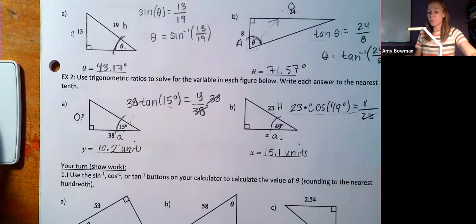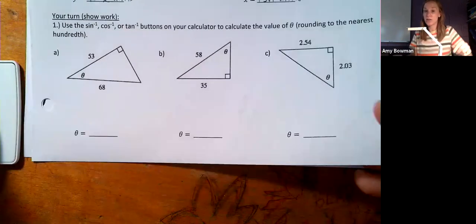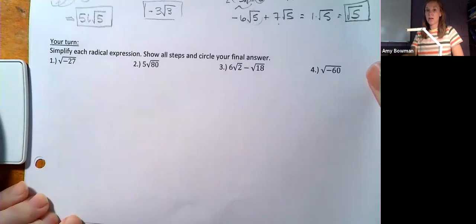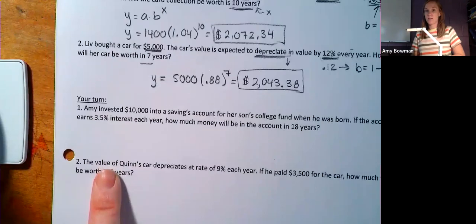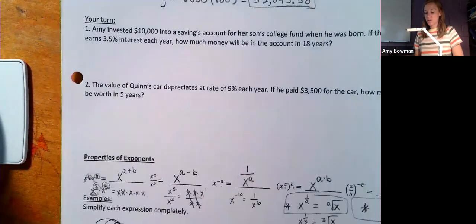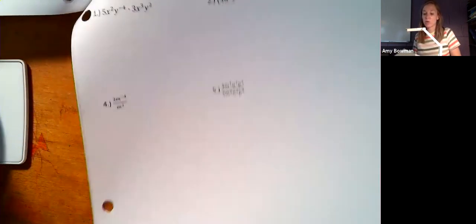So your homework is to finish all of the problems under the Your Turn section. So these three, these 4, these 2, and then on the very back, I have 5 properties of exponents. So once you're done, I would like you to submit these to Schoology, and then you're done.